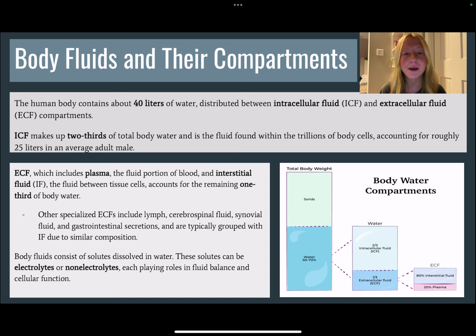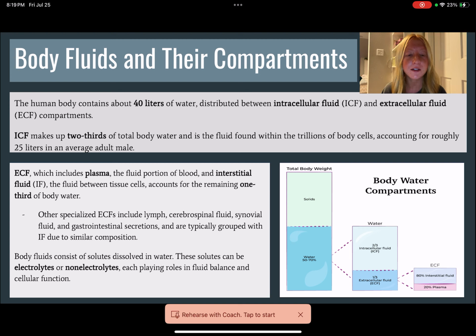The human body is made up of 40 liters of water, and this is distributed between intracellular fluid and extracellular fluid compartments. The ICF makes up 2/3 of the total body water, whereas the ECF, which includes plasma and interstitial fluid, makes up about 1/3 of the total body water. Other specialized ECFs include lymph, cerebrospinal fluid, synovial fluid, and gastrointestinal secretions. These are typically grouped with interstitial fluids due to their similar composition.